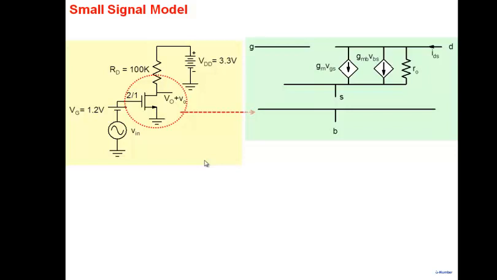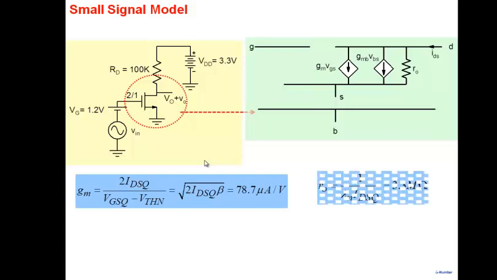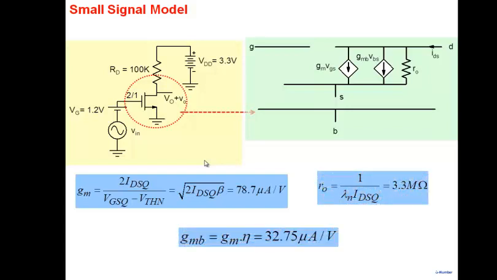So all the capacitors have been removed, and the first thing, to use the small signal model, I need to know what is GM, what is GMB, what is R0. These GM, GMB and R0 all depend on the bias point here. So these are the equations that you all must know. GM is square root of 2 IDSQ times beta, so one can calculate that. One can calculate R0, 1 by lambda IDSQ, 3.3 mega ohm here. GMB is GM times eta. Eta expression is given. Go back and look into earlier notes. Expression is given, so one can calculate GMB also.